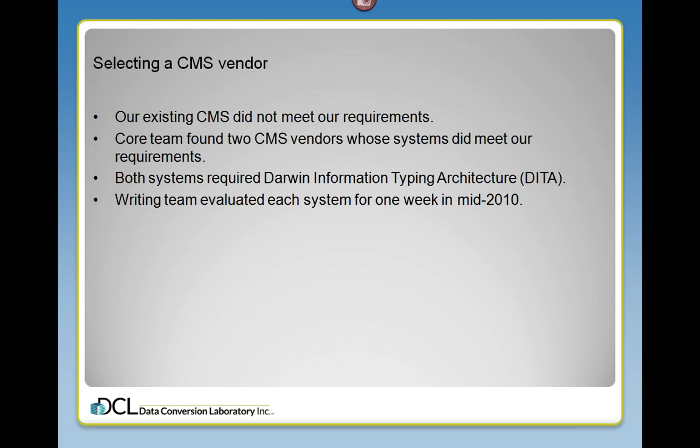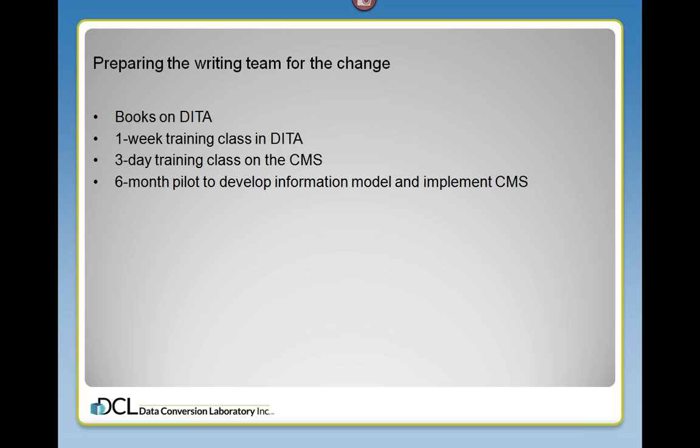And the core team had each vendor install their system with sample content at our site, and the writing team evaluated each system, and this happened about mid-2010 for 1 week, and the core team took our feedback into account in making their decision about which vendor they wanted. And that was part of our training, that gave us a heads up, you might say, that DITA was coming, and a little bit about what it would be like. Okay, so the next thing that the core team did was oversee preparing the writing team for the change. They bought a lot of books on DITA, best practices, that sort of thing.